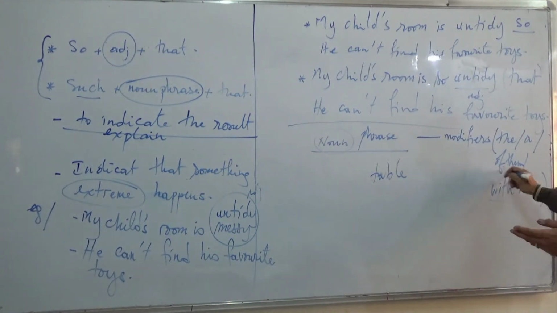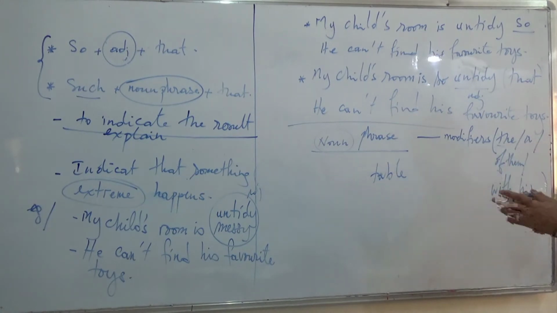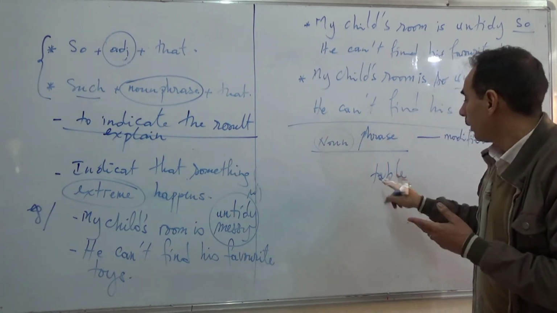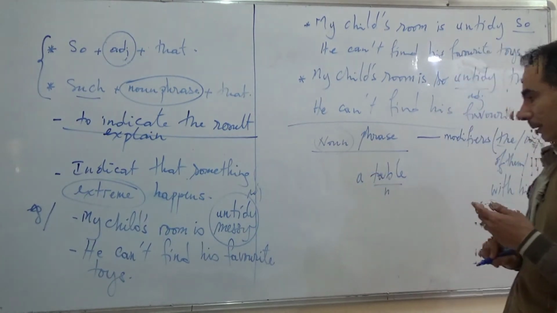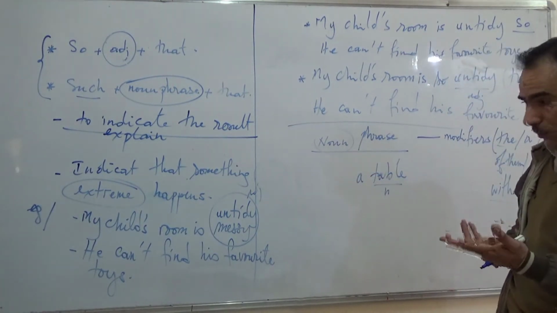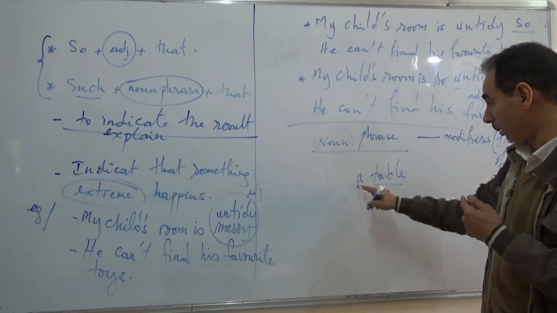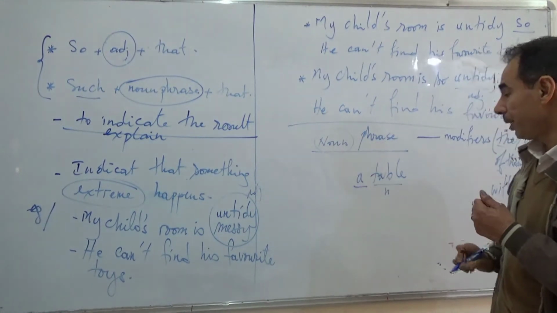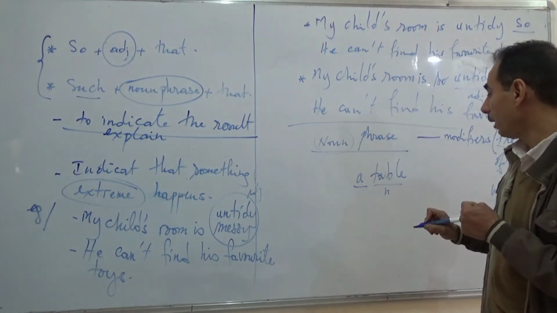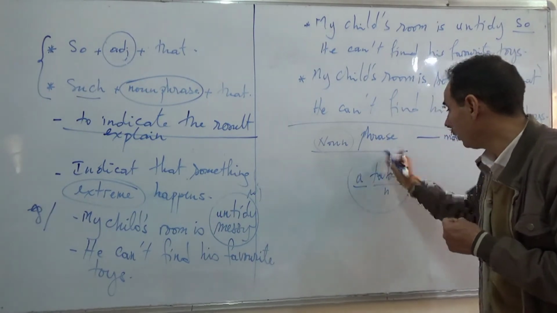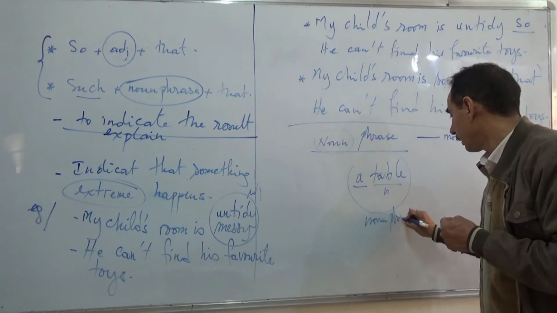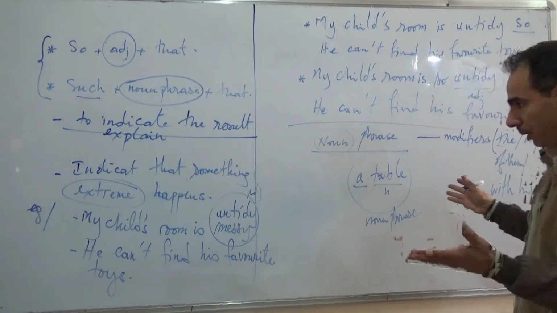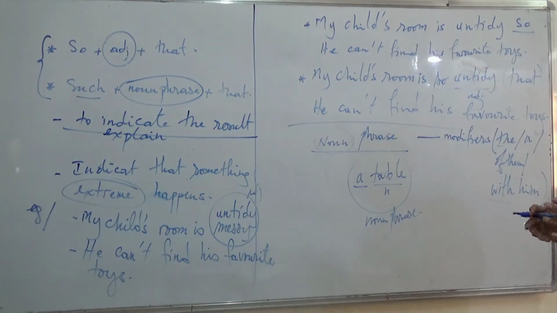So, when we have this, for example, it is a noun. If I add a, we have now two words. This is the indefinite article a, table. The whole becomes a noun phrase. So, this is what we mean by a noun phrase.